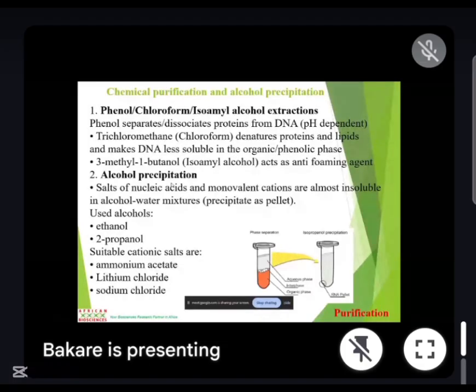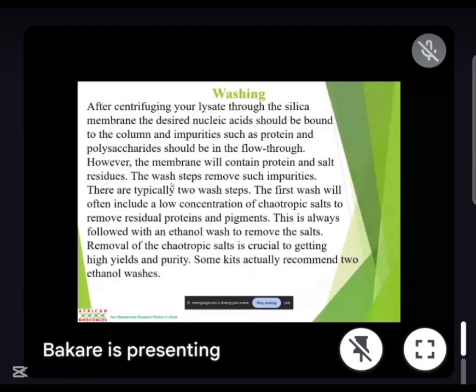And for alcohol precipitation, too, we use ethanol, sodium chloride, and for the cationic salt, ammonium acetate, for the purification or the precipitation. At this stage, we have removed the protein. Our nucleic acid is now bound to our silica, that is, to our column. Then we now want to wash. Yes, we now have our nucleic acid.